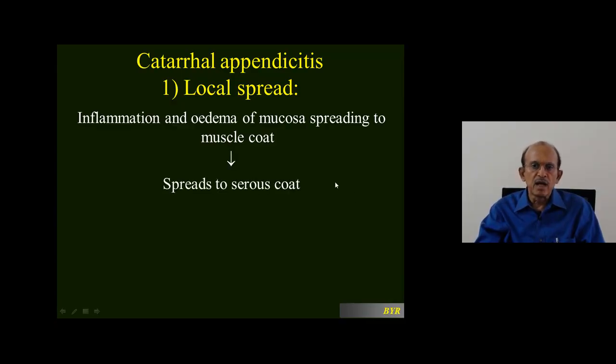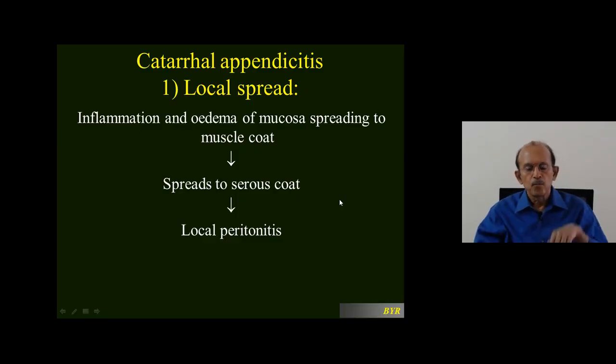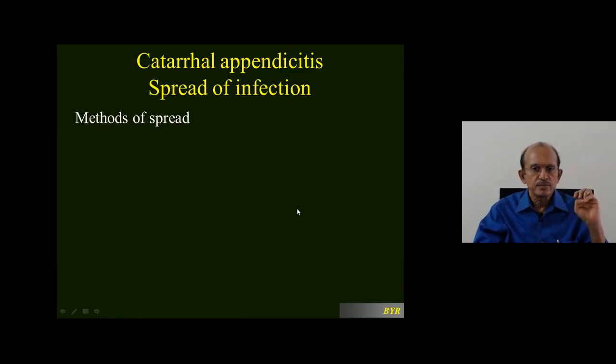From the serous coat, what will happen? It will spread to the surrounding structures. That means it produces local peritoneal infection. Then general peritonitis. Local peritonitis leads to general peritonitis. This is how the spread occurs. Method of spread: gradual transmural spread.